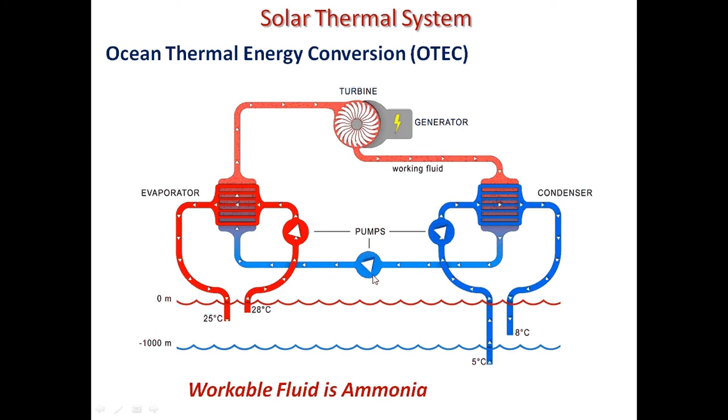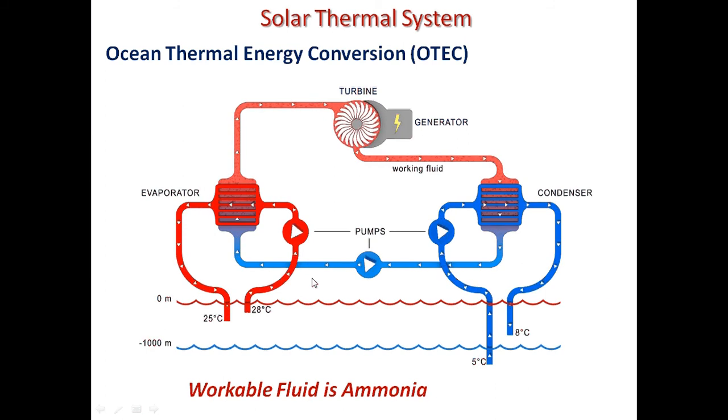Okay. So ammonia liquid is used as your working fluid. So why is ammonia used? The quality of ammonia is that it can be evaporated at very low temperature. So if you use about 25 to 28 degrees, this ammonia liquid can be transformed into vapor. Similarly, this vapor can be condensed back to the liquid at a temperature of about 5 to 8 degrees. So this is ideal for this kind of application.